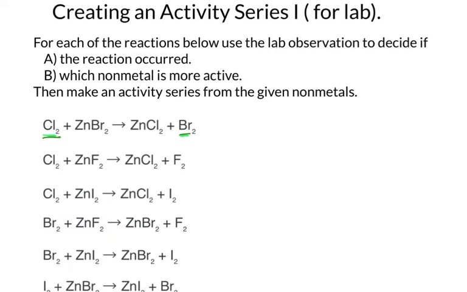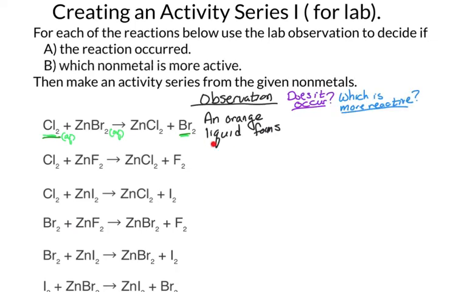In this case, we're going to take the chlorine and the zinc bromide. We're going to have the chlorine dissolved in water. It doesn't dissolve well, but it does dissolve a little bit. And then the zinc bromide will also be dissolved in water. These are both clear, colorless liquids. And when we mix them together, an orange liquid forms. Since we see an orange liquid, that means that this reaction does occur. And what that tells us is that chlorine is more active than bromine. We're going to write that as Cl is greater than Br to say that the chlorine is more active than the bromine.